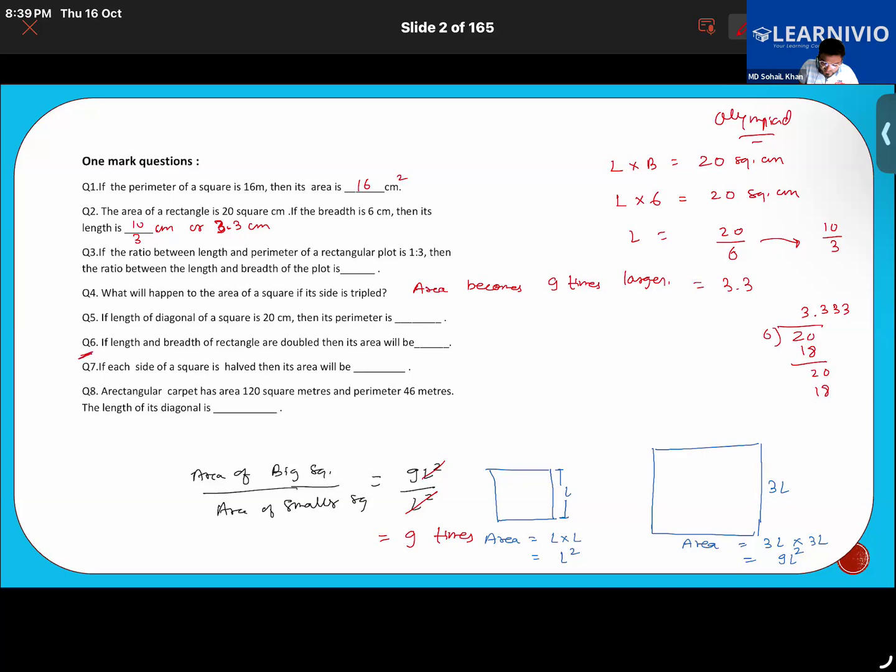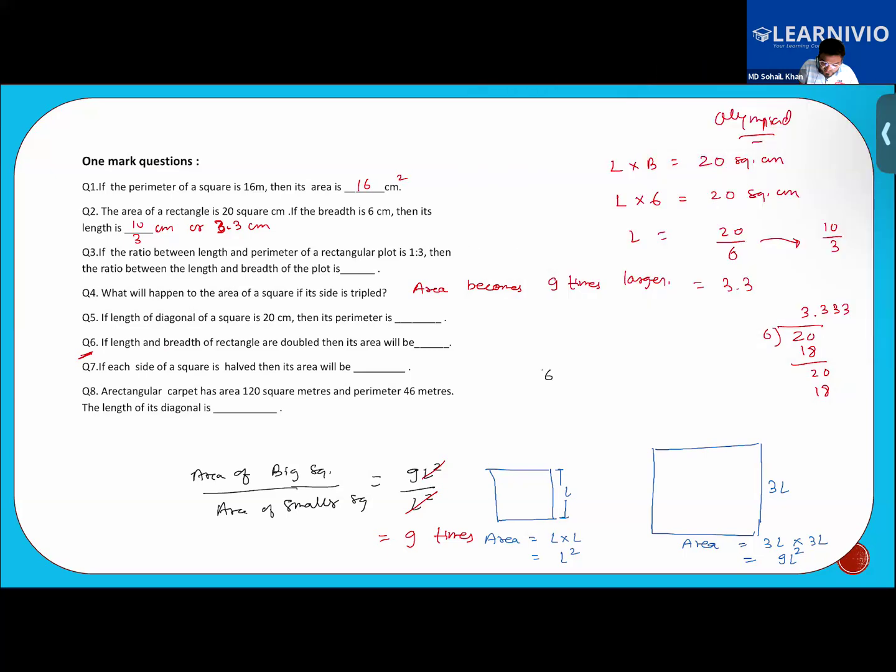If length and breadth of a rectangle are doubled, then its area will be what? Did you understand the question? No. I don't understand. What happened to this? One second. Oh, okay. Am I not visible? Now you are.